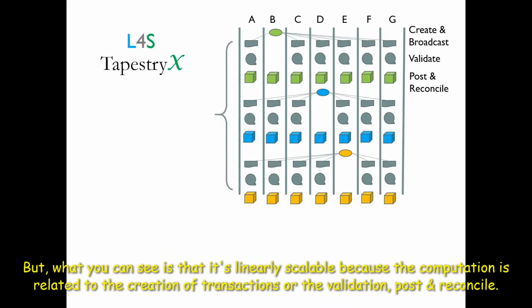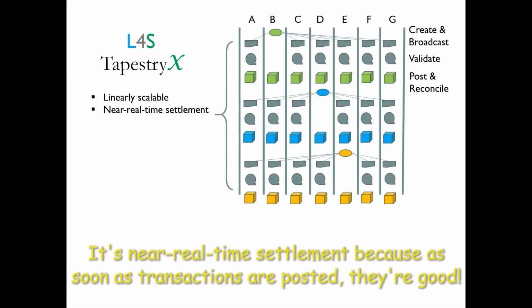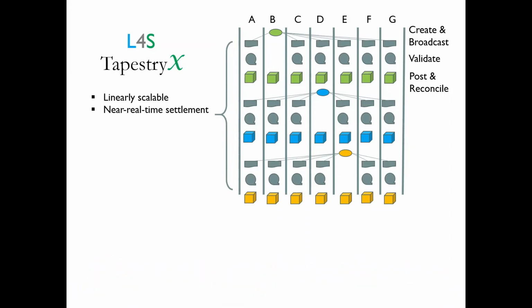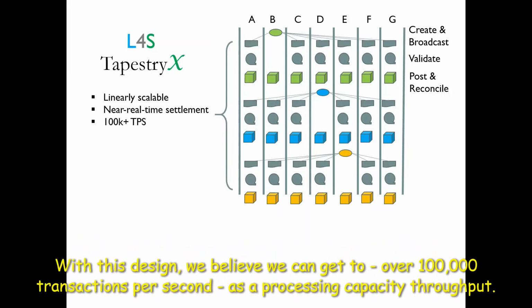But what you can see is that it's linearly scalable, because the computation is related to the creation of transactions or the validation, post and reconciling. It's near real-time settlement, because as soon as transactions are posted, they're good. With this design, we believe we can get to over 100,000 transactions per second as a processing capacity throughput.